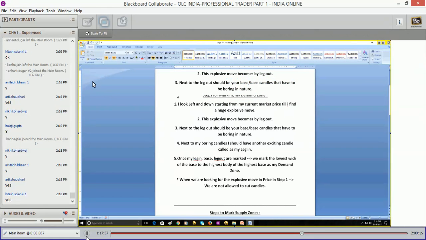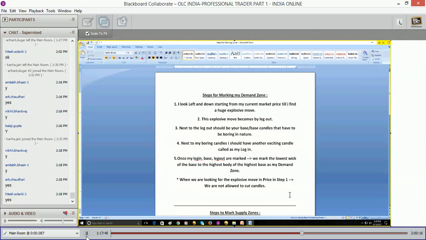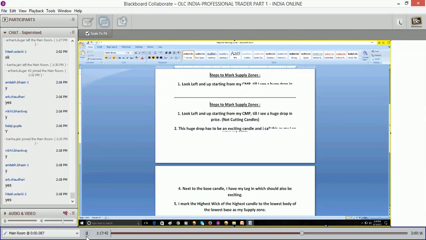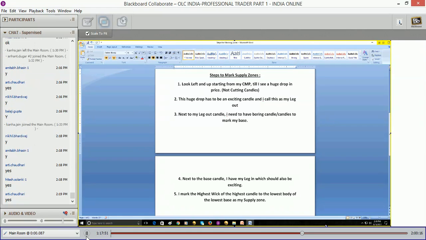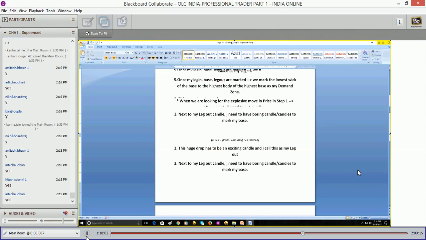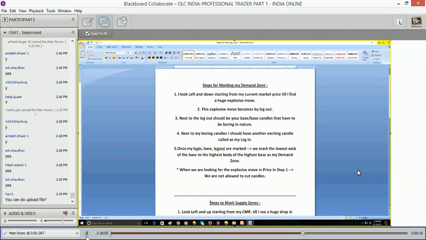Let me save this. Do you all want to take a screenshot of this, any of you? Steps to mark supply zones. I'll leave it on for a minute. And if you want to take a picture of steps to mark demand zone also, I'll put it on the screen. It's just easier, no hurry, taking a screenshot so that you have a record.